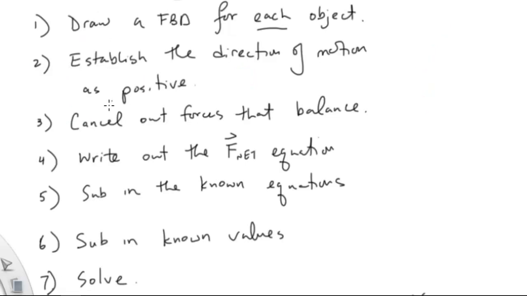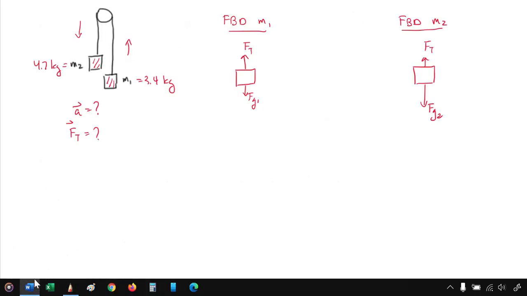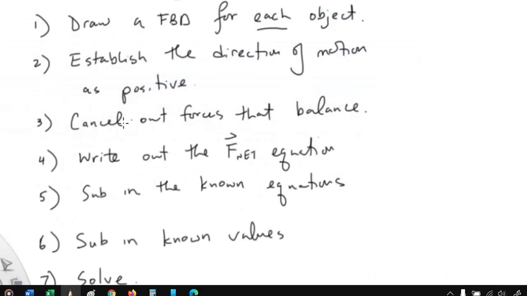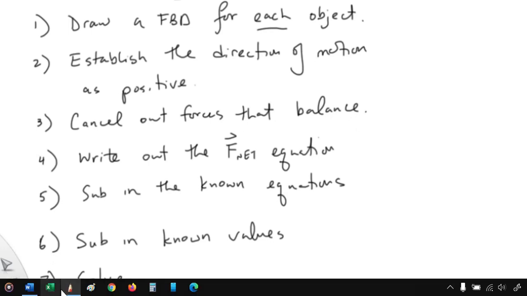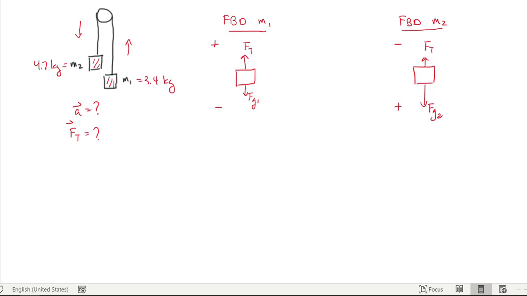Step 2 says establish the direction of motion as positive. So each object will have a different direction of motion. If you take a look at M1, it goes up, so up is positive. But for M2, it goes down, so down is positive. The next step, cancel out forces that balance. So if I take a look, are there any forces that balance? No. These two forces are different, right? The FT and FG here are different, and the FT and the FG here are different. And there's nothing else I can cancel, so step 3 is done.